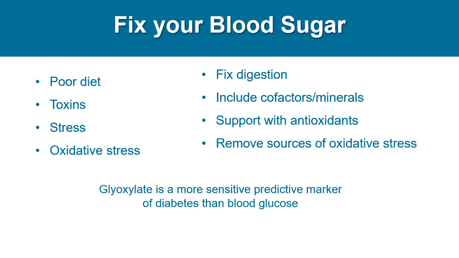So these are some of the things we have to do in order to fix our blood sugar. For example, improving digestion, obviously removing inflammatory foods, and including foods with lots of antioxidants, including antioxidant supplements, cofactors, and minerals that support blood sugar cycles, such as your glycolytic and citric acid cycles, and then removing sources of oxidative stress, and that may also involve detoxification protocols.